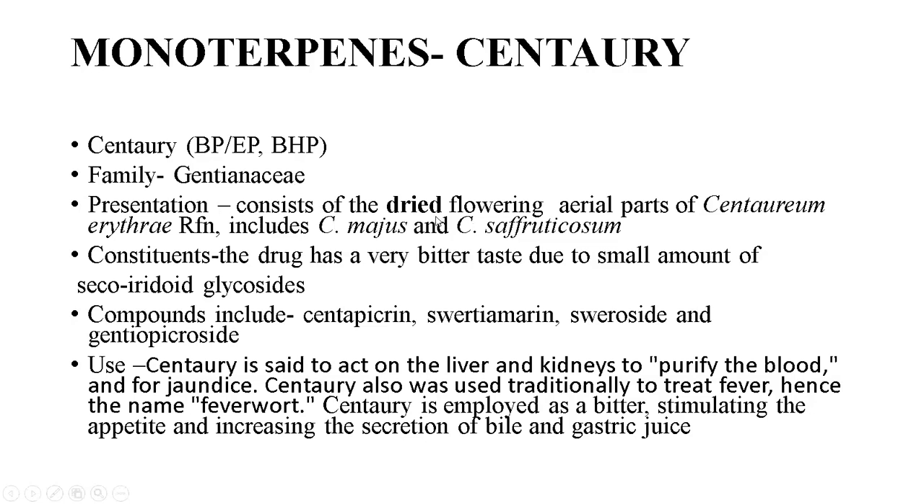So it is found in dried, flowering aerial parts of, yes, those below families that you're seeing there. The drug has a very bitter taste, and due to small amounts of secoiridoid glycosides. You remember from the first group where we talked about iridoids, we said they're bitter tonics, and that means they have bitter tastes. So these iridoids are contained in centaury. So that makes them have a bitter taste. So from this, you can already guess one use. It will be used to treat GIT conditions, and it will be used as an appetite stimulant.